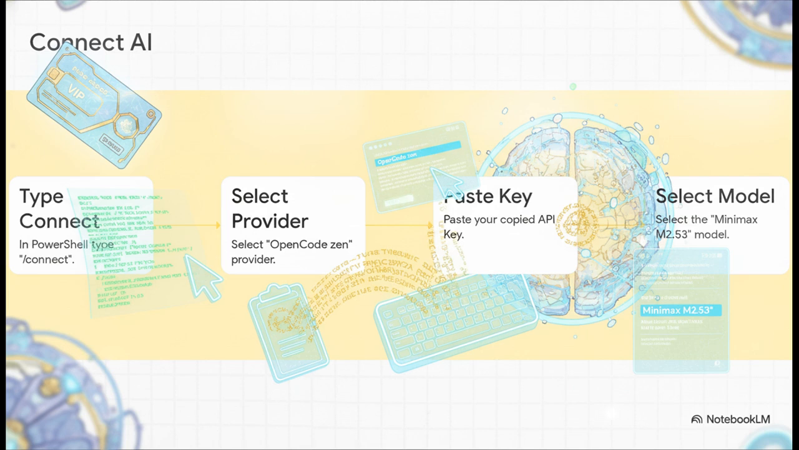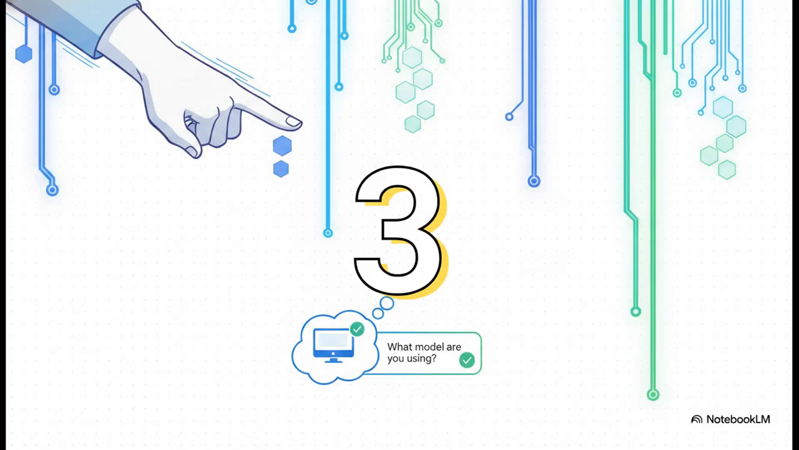Finally, it'll ask which AI model you want to use. Select MiniMax M2.53. Hint, you're in. Your computer is now fully connected to a massive free AI brain. So why is this specific MiniMax model so special?